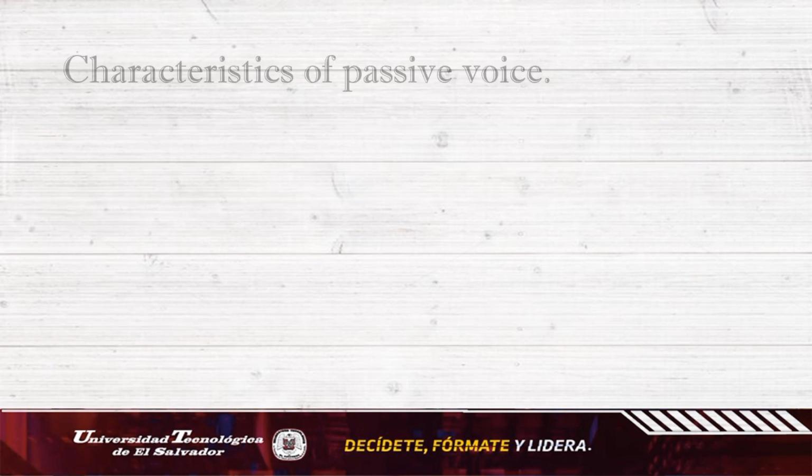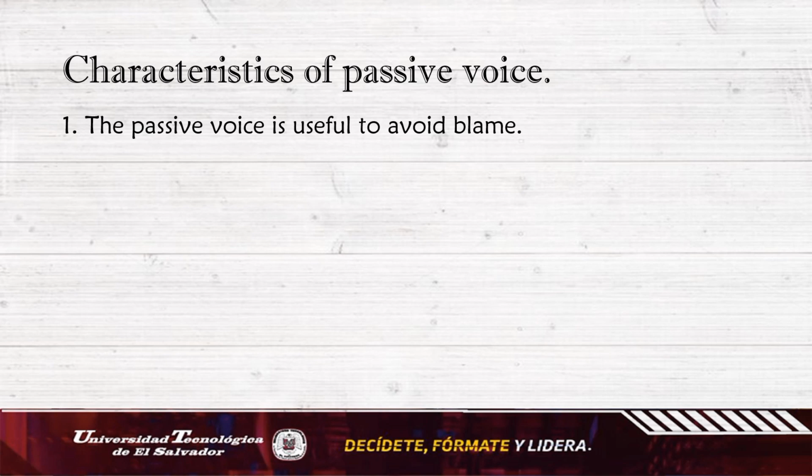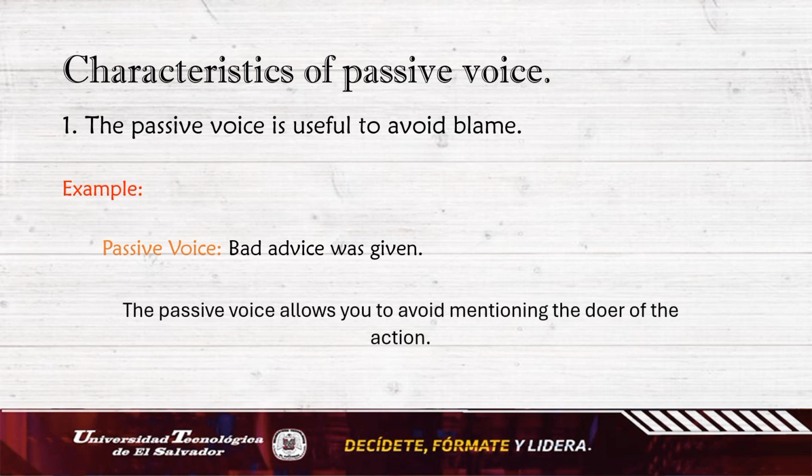Now, it's the turn for passive voice characteristics. Number 1. The passive voice is useful to avoid blame. For example, "Bad advice was given." The passive voice allows you to avoid mentioning the doer of the action.